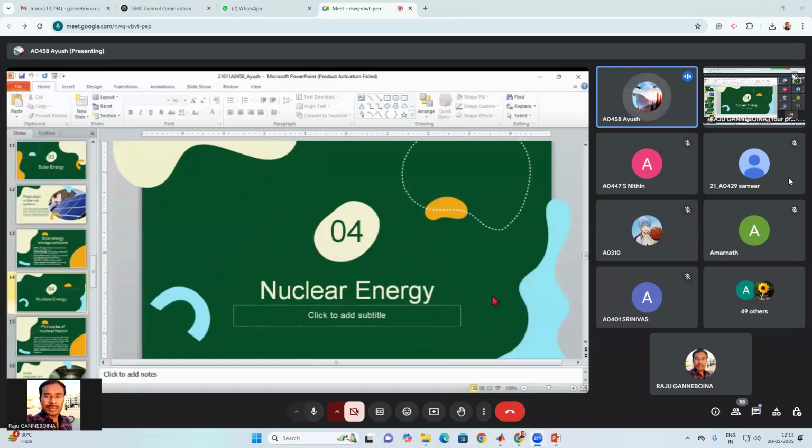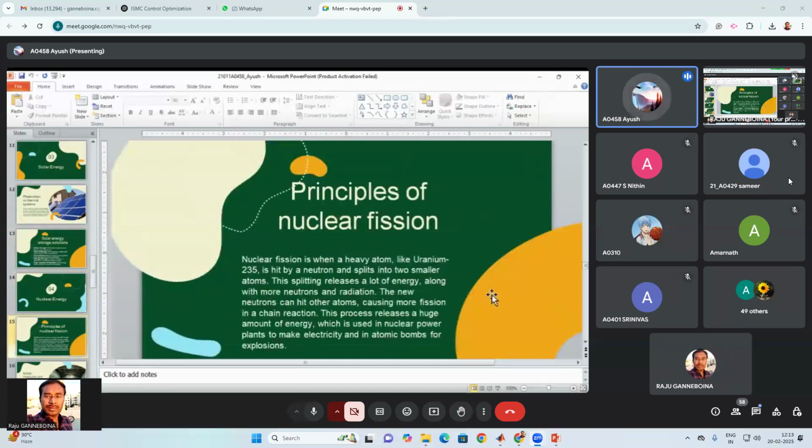Now coming on to nuclear energy. So principles of nuclear fission. Nuclear fission is when a heavy atom like uranium-235 is hit by a neutron and splits into two smaller atoms. This splitting releases a lot of energy along with more neutrons and radiation. The new neutrons can hit other atoms, causing more fission in a chain reaction. This process releases a huge amount of energy, which is used in nuclear power plants to make electricity and in atomic bombs for explosions.